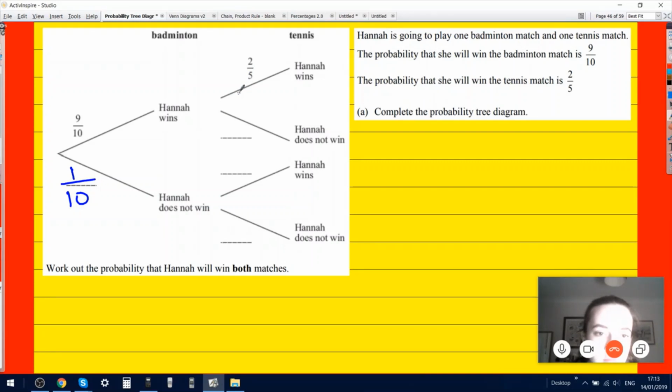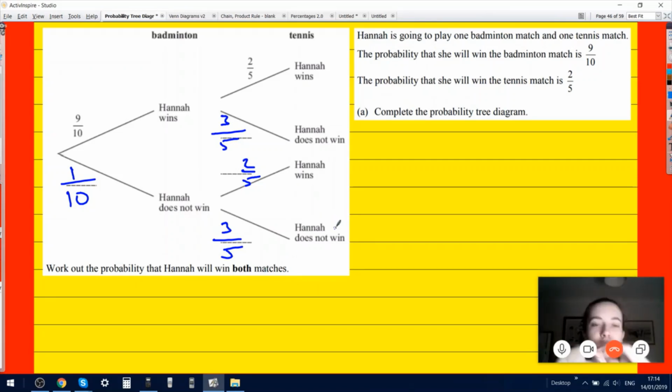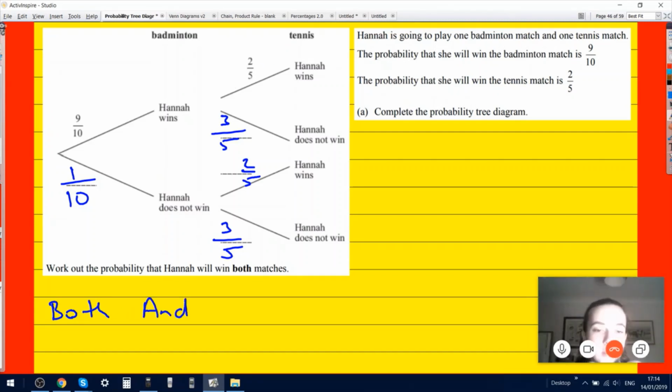So same idea for tennis. 3 out of 5. Yeah. And then the bottom two? 2 out of 5. Yeah. And 3 out of 5. Yeah. What is the probability that she wins both matches? 11/15. What was the rule for both and? She wins both badminton and tennis. Oh, times. Yes.